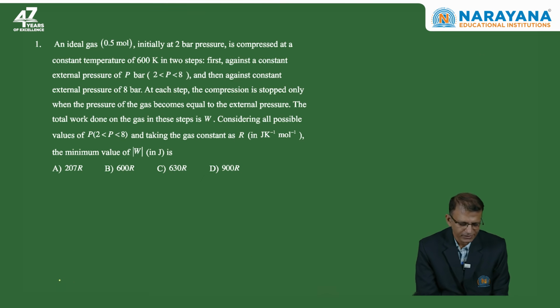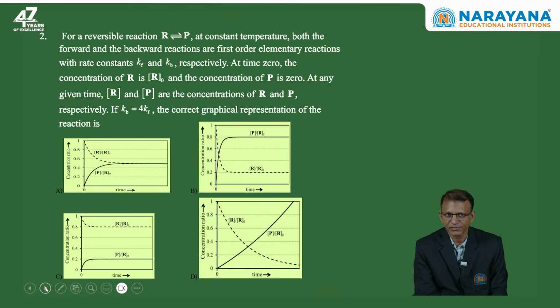Okay, next problem. For a reversible reaction, R will form product at a constant temperature. Both the forward and backward reactions are first order elementary reactions with rate constants K forward and K backward respectively. At time t is equal to 0, the concentration of R is R0 and the concentration of P is 0.